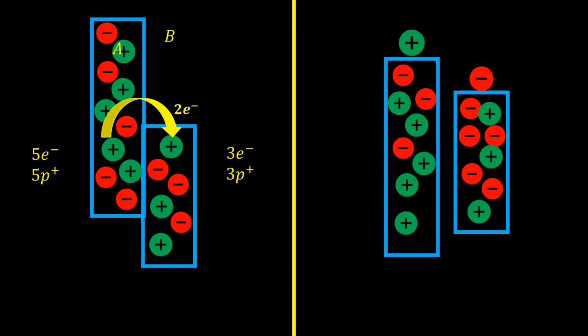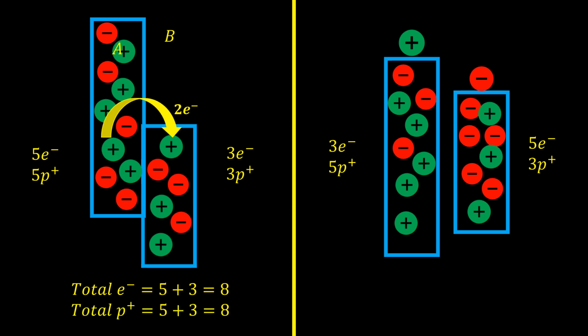Please note that the total number of electrons and protons remain the same before and after rubbing. This means that charge is conserved. Before rubbing, the total number of electrons was 5 plus 3, which is 8, and the total number of protons was also 5 plus 3, which is 8. After rubbing, the total number of electrons is 3 plus 5, which is 8, and the total number of protons is also 5 plus 3, which is 8.